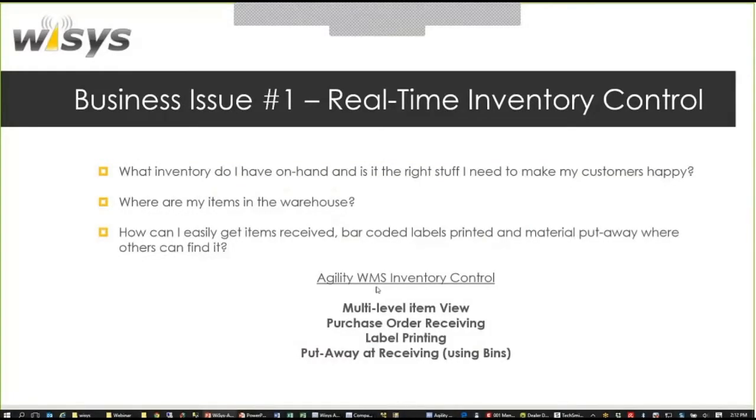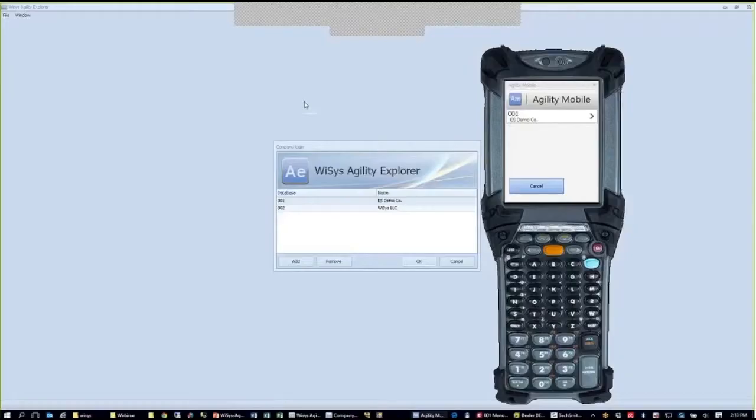So what I'm going to work on now is we're going to use the warehouse management system, and we're going to look at how we can look at information in the warehouse, how we can do purchase order receiving, labeling, and put away using bins. Now, to get started, I'm going to introduce you to two different applications that work together.